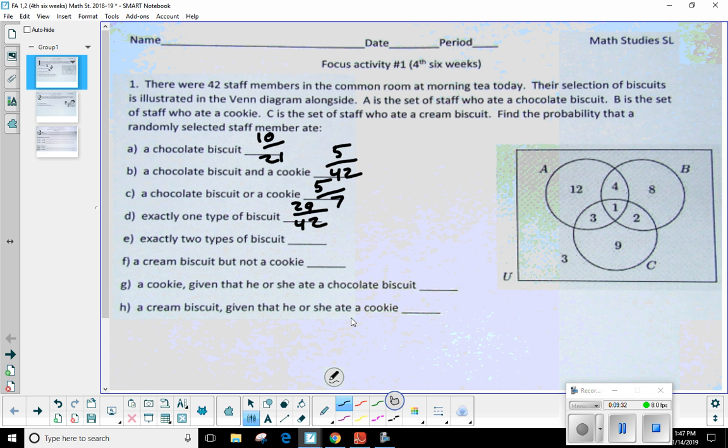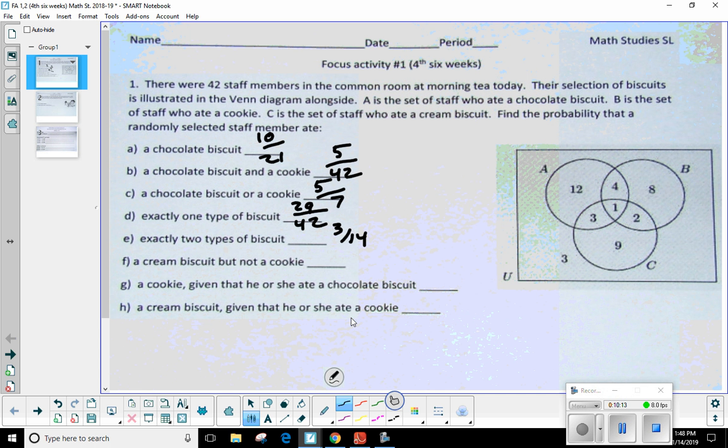All right. E, exactly two types of biscuit. So in that one, are you going to do the intersection between A and B and then the one between B and C? Yeah, but it says exactly two, so we can't take the entire intersection. Between A and B, we can only take that one, and then the others as well. Would that be 3/14? Yes, I did get 3/14. Okay. There we go. Does that make sense? Because we don't want to include the one in the middle because that would be all three. We said exactly two.